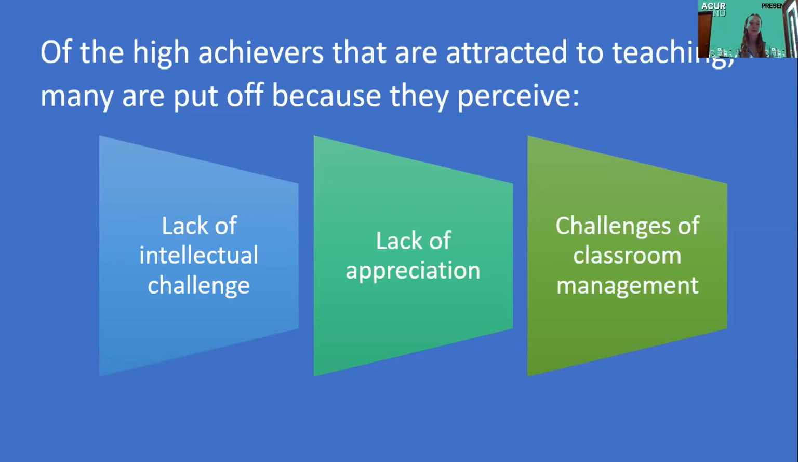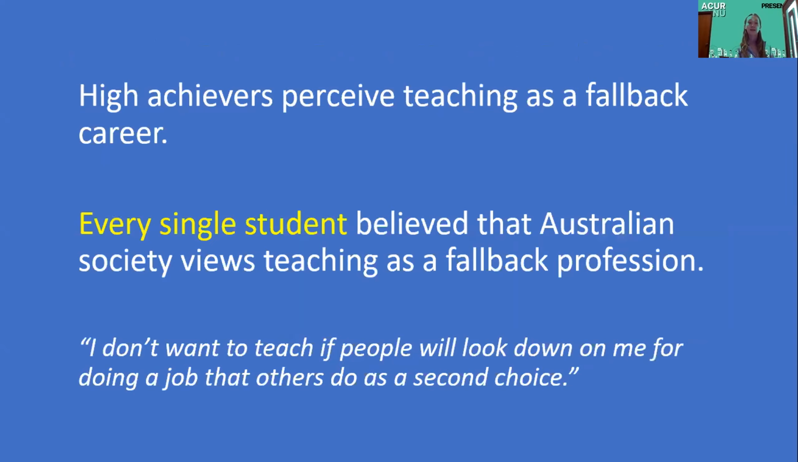The second thing that put them off was that there was going to be a lack of appreciation for them in their work. This came from students not giving them enough respect, and also from perceived low teacher salary. These students said that salary is society's way of labeling the value of a profession, and because they perceive teaching as having a low salary, they perceived that society didn't see teaching as a worthwhile profession for them to go into. And the third common reason that many of the students said put them off teaching was challenges of classroom management and disciplining children.